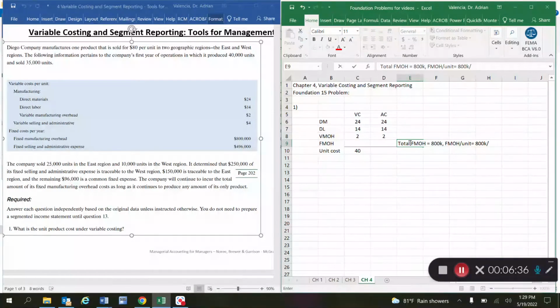So you spread these costs over the number of units produced, not sold. When we do the income statement, that's when we use the number of units sold. But for costing purposes, for estimating the cost, this is 40,000 units. As you recall, this is what we produced, 40,000 units. So that gives us $20. So what does that mean? That under absorption costing, the product cost is going to be $60.